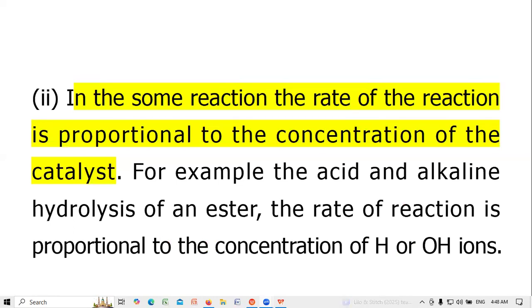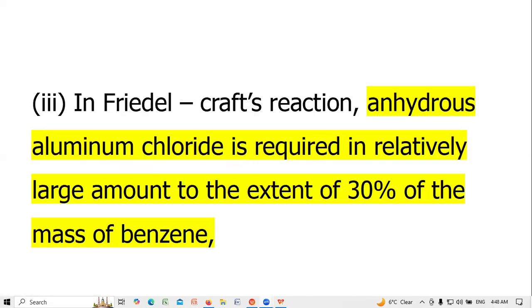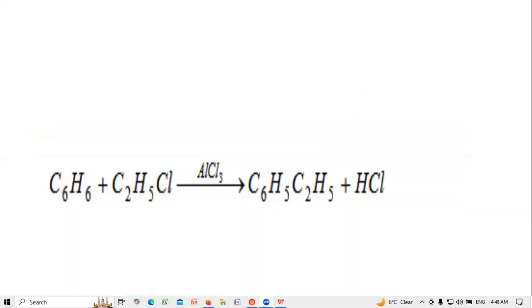For example, in acid and alkaline hydrolysis of an ester, the rate of reaction is proportional to the concentration of hydrogen and hydroxide ions. In the Friedel-Crafts reaction, anhydrous aluminum chloride is required in a relatively large amount, to the extent of 30% of the mass of the benzene.